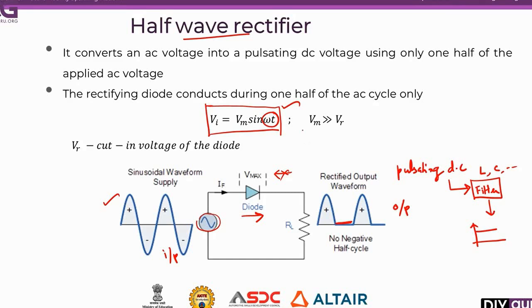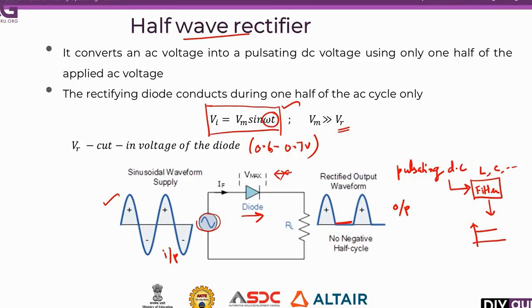Always, this Vm, your applied voltage, must be greater than the cut-in voltage of the diode. See, cut-in voltage is nothing but the minimum voltage at which this diode can conduct. It will be around 0.6 to 0.7 volt. So your applied voltage must always be greater than 0.6 to 0.7 volt. Then only this diode will be conducting.